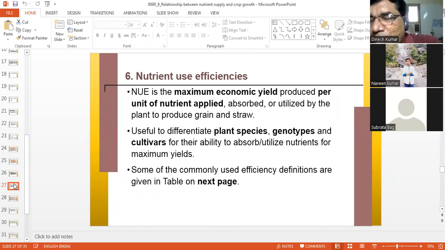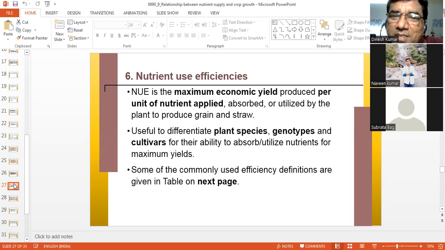So we need to know certain formulas of nutrient use efficiencies, and they very well represent the response to nutrients. Suppose I use 1 kg zinc, how much is the change in the nutrient use efficiency? 1 kg zinc, how much is the increase in yield? If I add 0.5 kg zinc, how much is the change in the yield over control? So this is also telling us the relationship between nutrient supply and plant growth or plant yield.